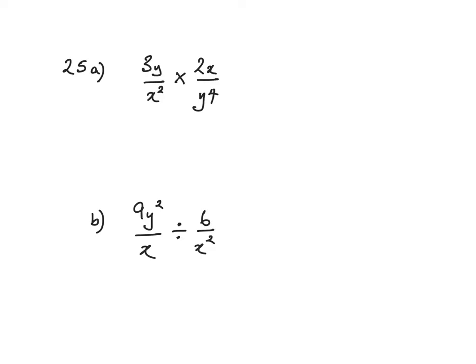Question 25a. What we can do is cancel down 1y from the top and 1y from the bottom, 1x from the top and 1x from the bottom. So what we have then is 3 times 2, 6 on the top, x y cubed on the bottom. Now, what we want to do is to change divide to multiply and turn the second fraction upside down.